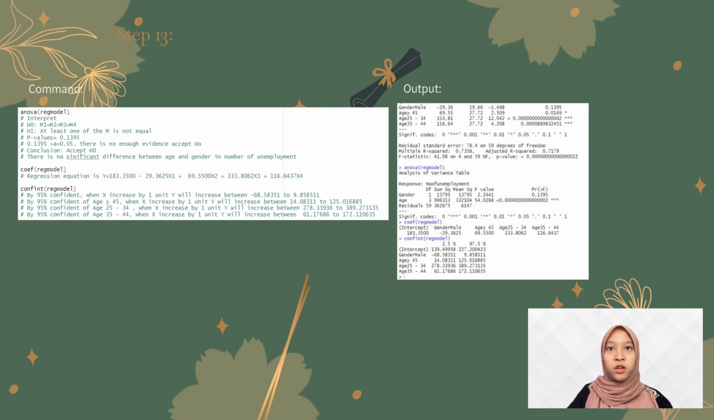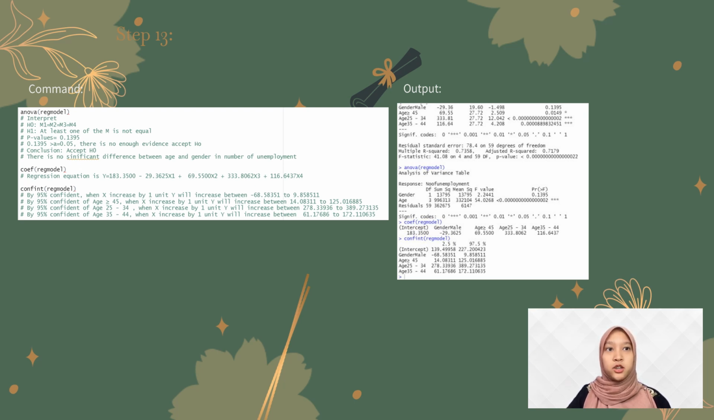For the confidence interval, you can put the command confint regression model, and the interpretation is by 95% confidence interval. When x increases by 1 unit, y will increase between minus 68.58351 to 9.858511. By 95% confidence, for age more than 45, when x increases by 1 unit, y will increase between 14.08311 to 125.016885.